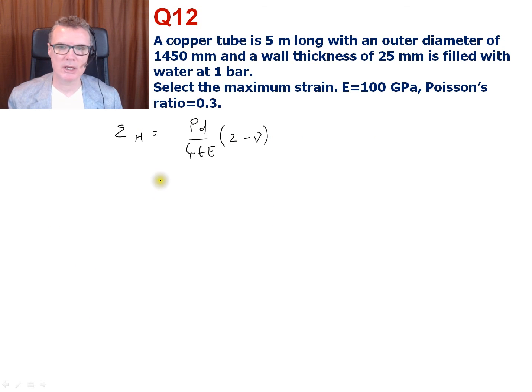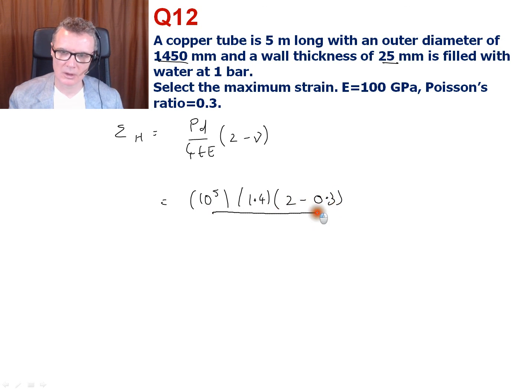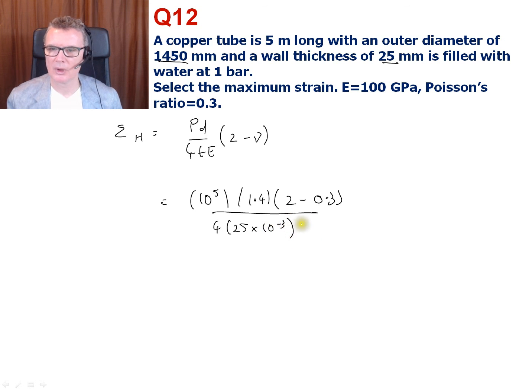And should just be plug in my numbers now. So 1 bar is 10 to the 5. Diameter will be this number, take away 2 thicknesses. So that becomes 1.4 in terms of SI units. 2 take away 0.3. And we've got a thickness of 25 times 10 to the minus 3. And we've got Young's modulus of 100 times 10 to the 9.